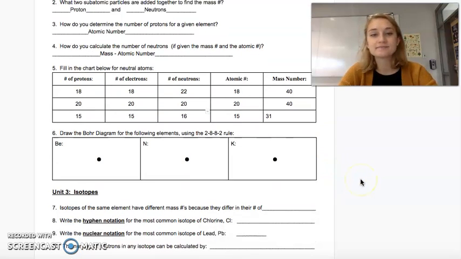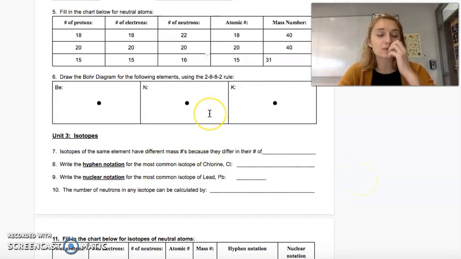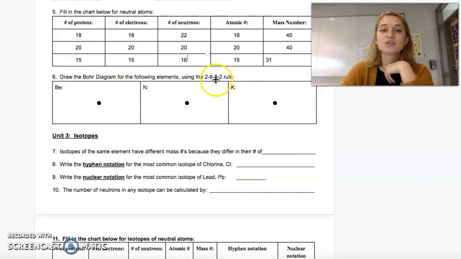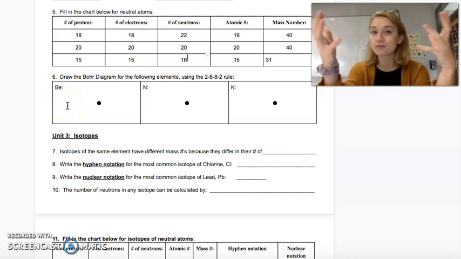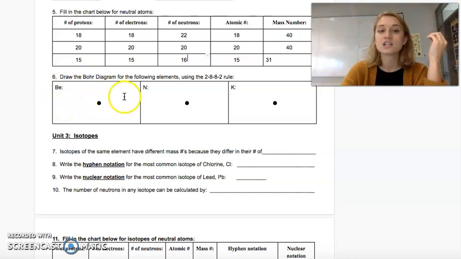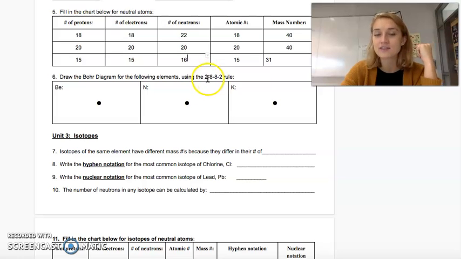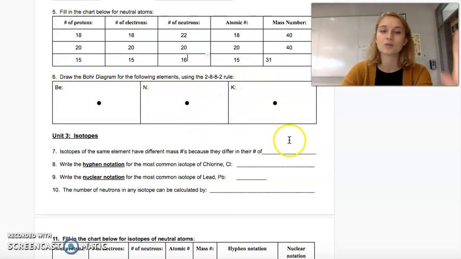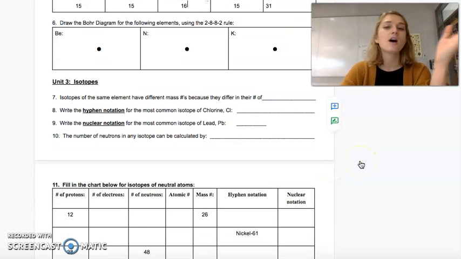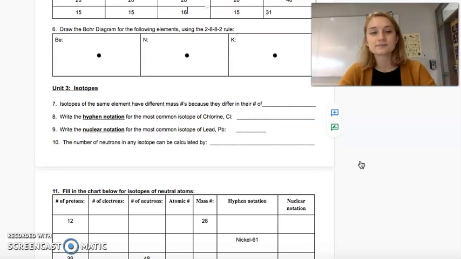And that's it. 6 is Bohr models, which I can't really draw on here too well, but I will post the answer key on Classroom. Just remember that 2-8-8-2 rule, meaning beryllium has its atomic number 4, which means it has 4 electrons. So I could fit 2 in that first energy level. My next 2 would have to move to the second. Right, so this just tells me how many electrons I can hold. But if you have questions on Bohr models, watch my crash course video or ask when you're back in class.